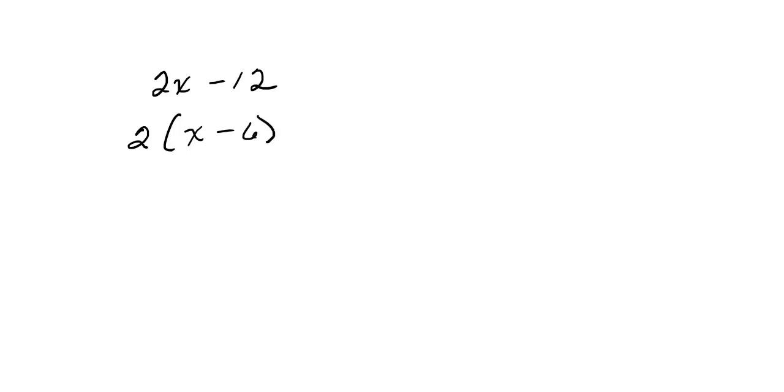Now I can always go back and check by using the distributive property. Multiply everything inside the parentheses by 2. You get 2x minus 12, which is what you started with.